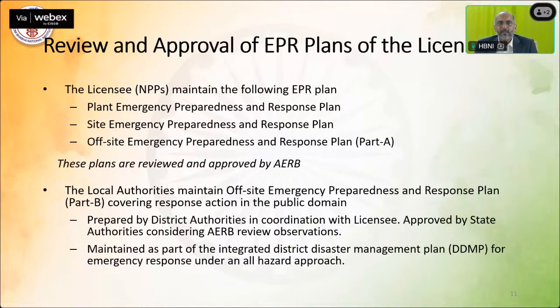I'll tell you that currently the licensees maintain the plant emergency preparedness plan, site emergency preparedness plan, and an offsite emergency preparedness plan. As far as the offsite emergency preparedness plan is concerned, it is in two parts. That is part A, which covers the responsibility of the licensee, because the licensee is responsible for advising the district authorities for identification, declaration, and notification of an offsite emergency promptly, and also advising the district authorities, the local authorities, what are the likely protective actions to be taken based on the estimation of the current weather condition, the likely areas that are likely getting affected, and the level of release that is going to happen, if at all a release is going to happen.